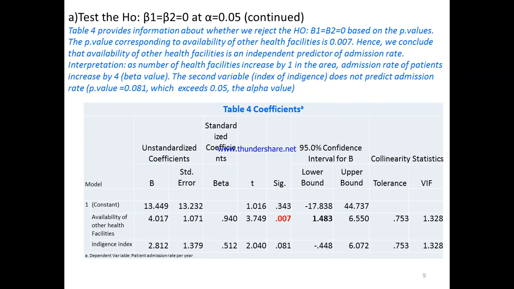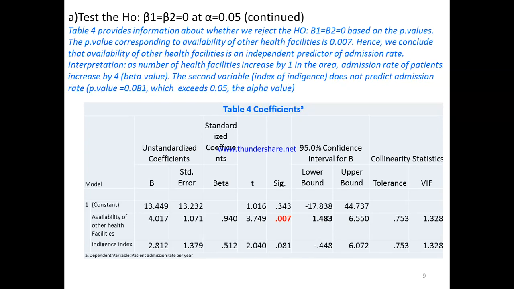Now we move to the last one, which is the table of coefficients. That's where we get concrete evidence regarding whether we have to reject the null hypothesis or not, and also where we identify the independent predictors of the outcome variable. As you can see, availability of other health facilities yields a beta value of 4 and a p-value of 0.007. So the availability of other health facilities in the catchment area is a significant independent predictor of admission rate to the hospital, with a p-value as small as 0.007.